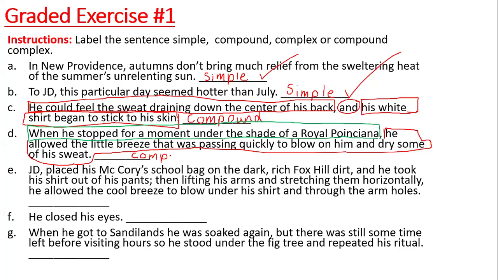All right. Where's Lamar? Lamar, are you there? Yes, sir. Are you getting any of these right? Yes, sir. I get E, definitely. Did you get any of these wrong? Yes, sir. I get A and B wrong. What'd you put for B? I put complex. No, it's one main clause. Just because there's a comma doesn't make it complex. It's literally one main clause. To JD, this date seemed harder than July.